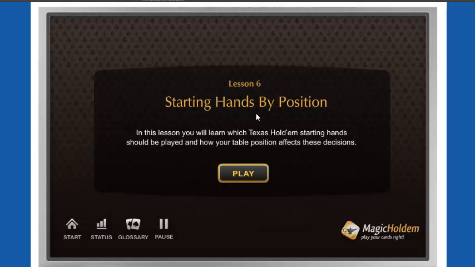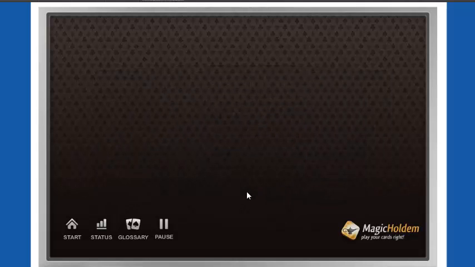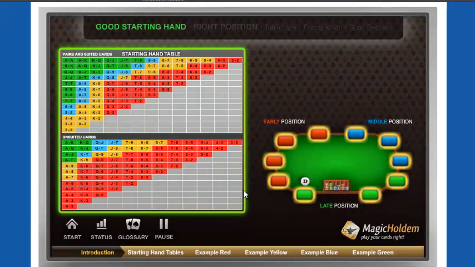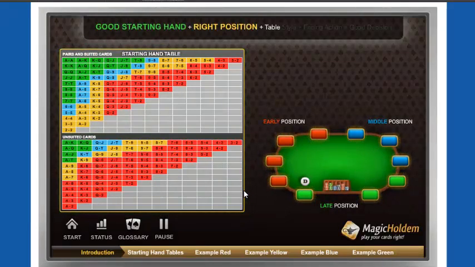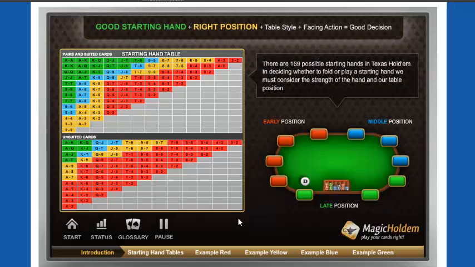Lesson 6. Starting hands by position. In this lesson, you will learn which Texas Hold'em starting hands should be played and how your table position affects these decisions. A good starting hand, plus right position, plus table style, plus facing action, makes a good decision. There are 169 possible starting hands in Texas Hold'em. In deciding whether to fold or play a starting hand, we must consider the strength of the hand and our table position.